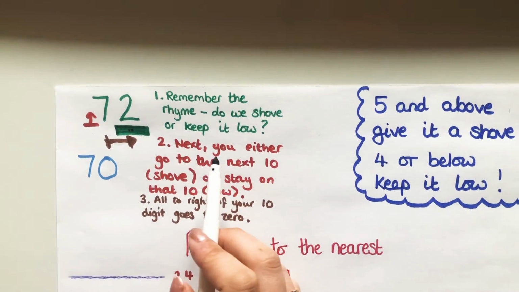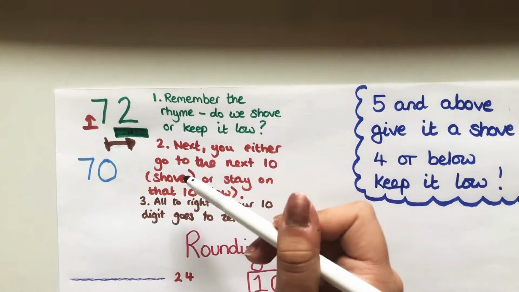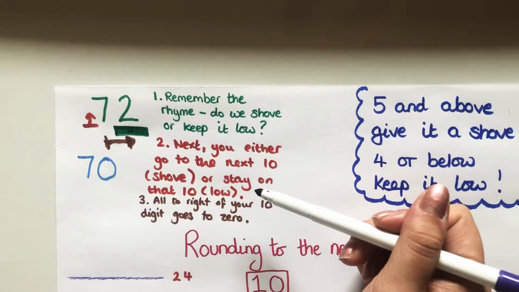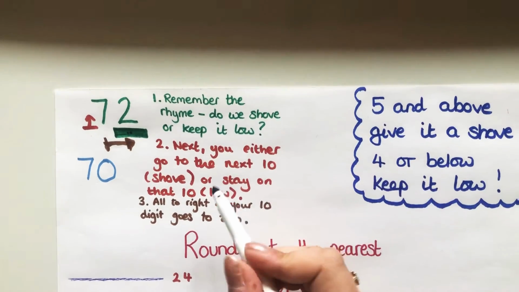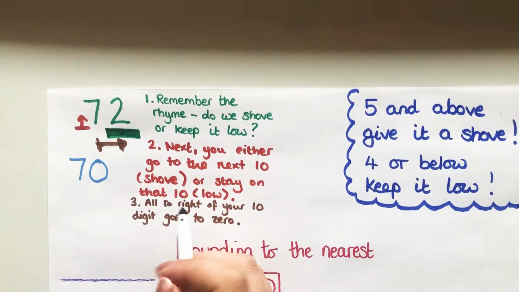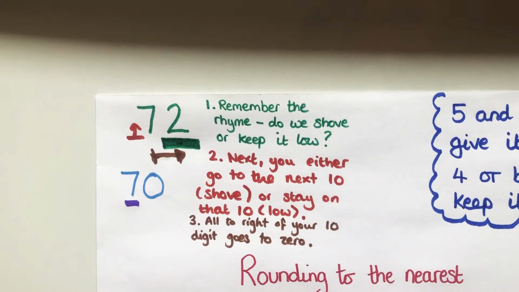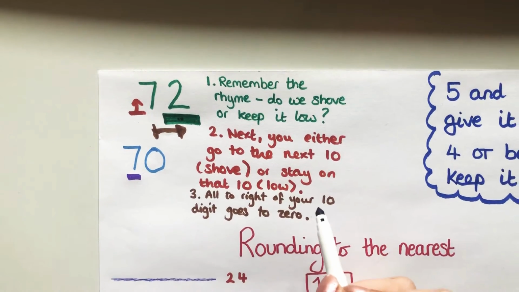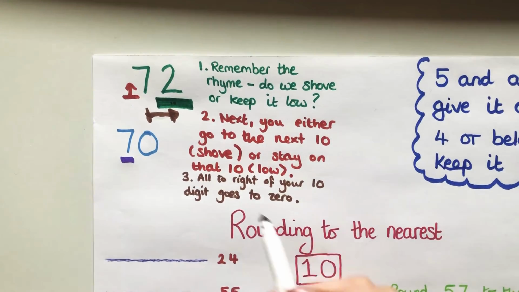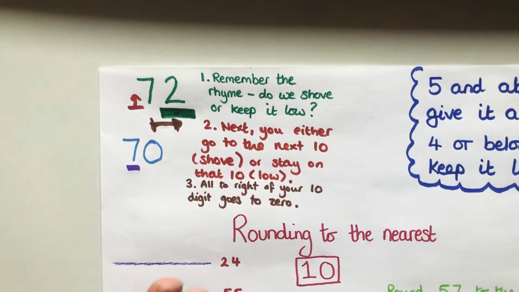So as I've put in my next step, you either go to the next 10, which we've already said would be 80, which is giving it a shove, or stay on that 10, which will be 70, keeping it low. Now we've just decided that we are keeping it low because our 2 is below 4. So our 7 is going to stay, and everything to the right of your tens digit becomes a 0 because we're rounding to the nearest 10. So it is 70. That's one way to think about it.